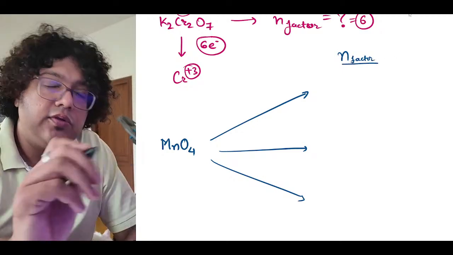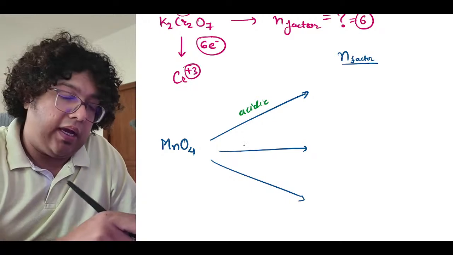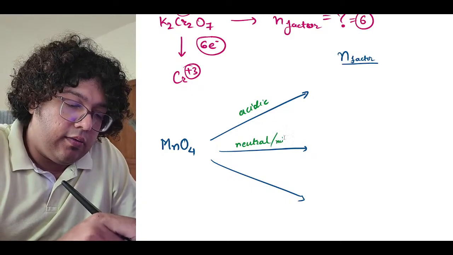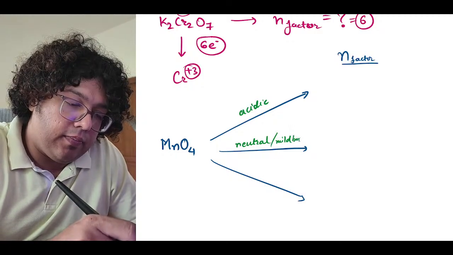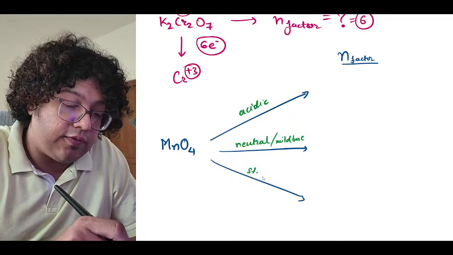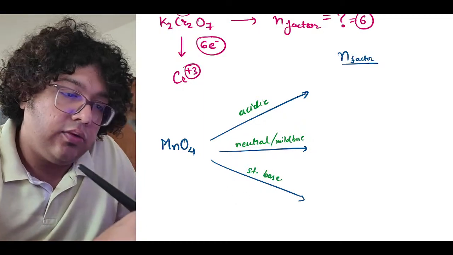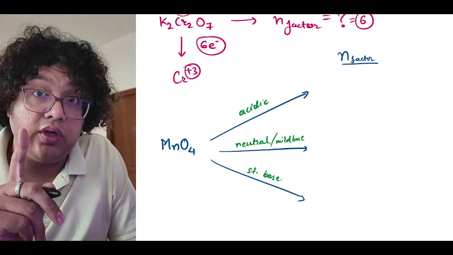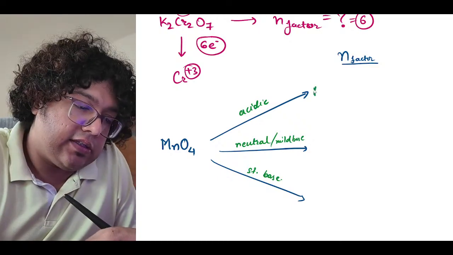Now I am going to give you a very interesting thing. Potassium permanganate behaves in a very weird manner in presence of acid, in presence of base, and in presence of a very strong base. Now I will just tell you the end product for each of these cases. What you are going to do is tell me the N factor for each of these cases.